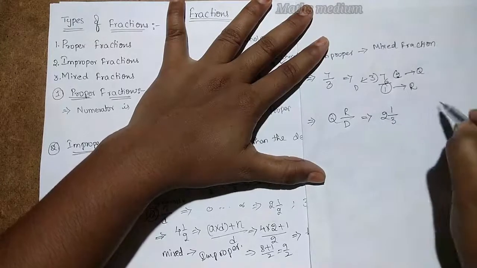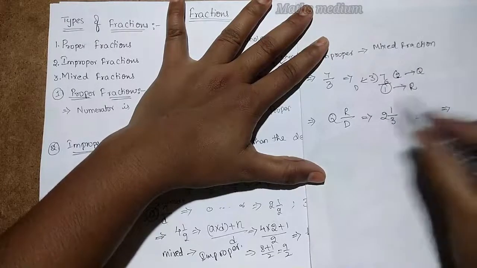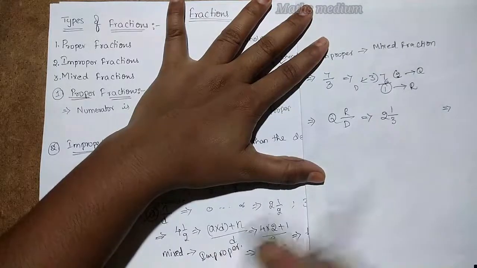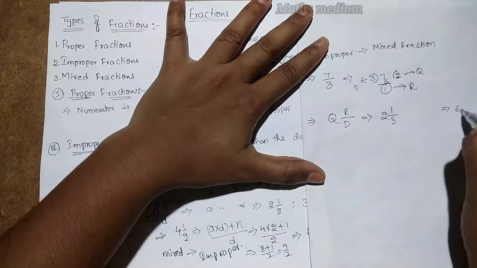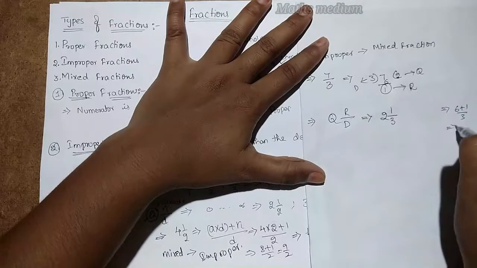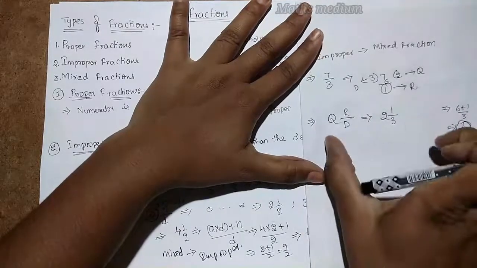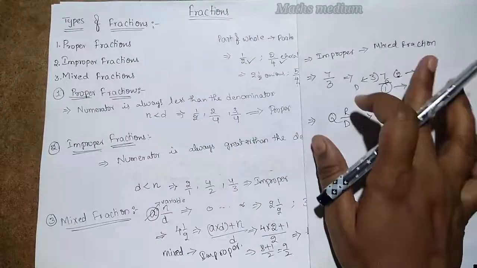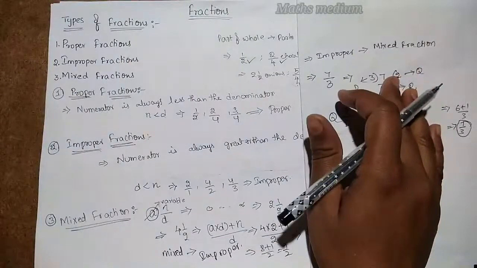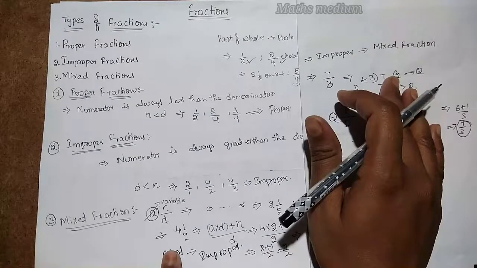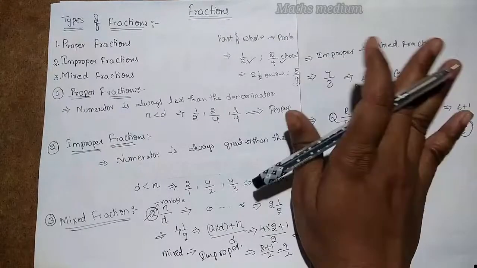If you want to confirm it, apply the same method. So 2 3s are 6 plus 1 by 3, that is 7 by 3. Here it comes true. So this is the method to convert an improper fraction to a mixed fraction. So this is about how to convert a mixed fraction into an improper fraction and an improper fraction to a mixed fraction.